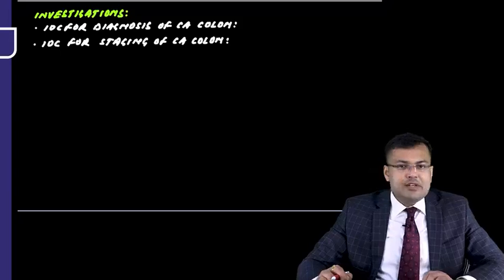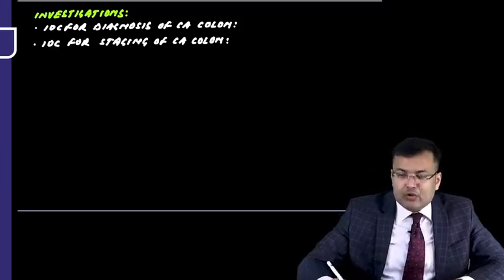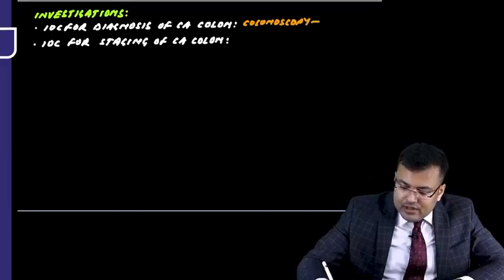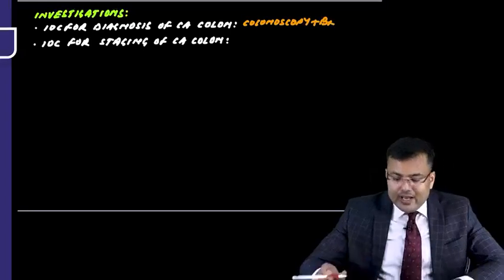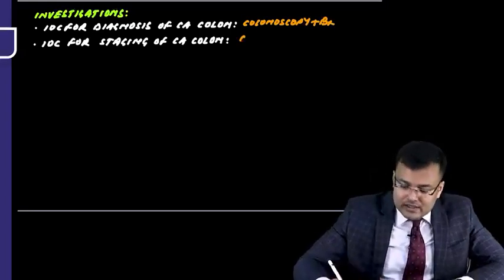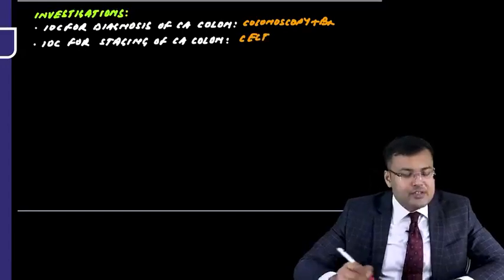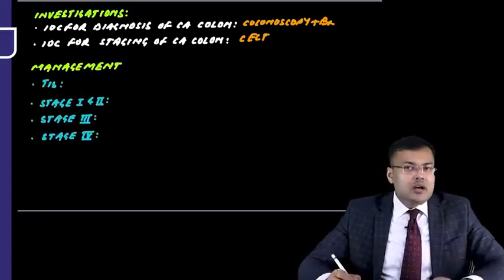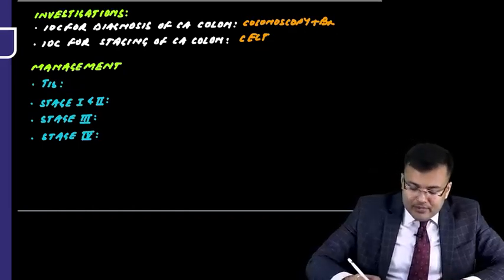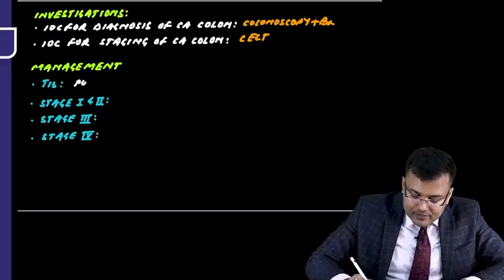Now, what is the investigation of choice for diagnosis of carcinoma colon? Obviously, it is colonoscopy with biopsy. And what is the investigation of choice for staging of carcinoma colon? This is CECT. Investigation of choice for staging, CECT. Coming to the management, if it is Tis, meaning carcinoma in situ, or the patient has a polyp, we go for polypectomy.